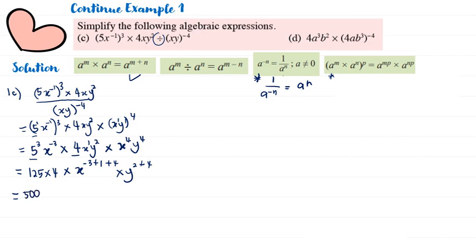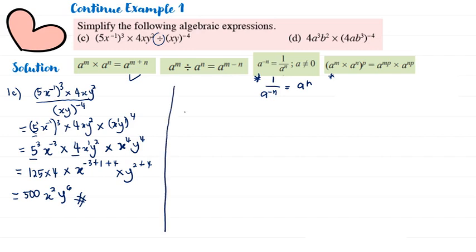Okay, and then x to the power of negative 3 plus 1 plus 4 we will get x power of 2. We no longer need to write multiplication here. Don't need to write multiplication, just write the variable. So y power of 2 plus 4 is y power of 6. So the final answer is 500 x power of 2 y power of 6. Okay, this is for question 1C.